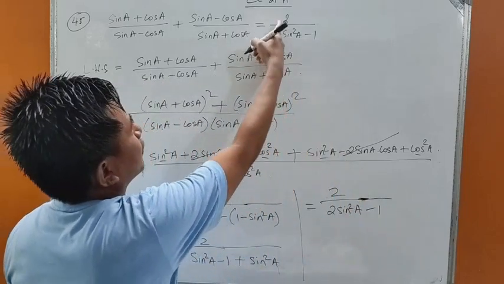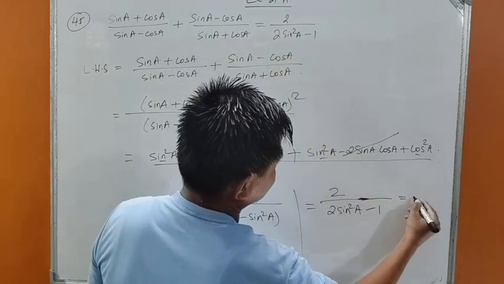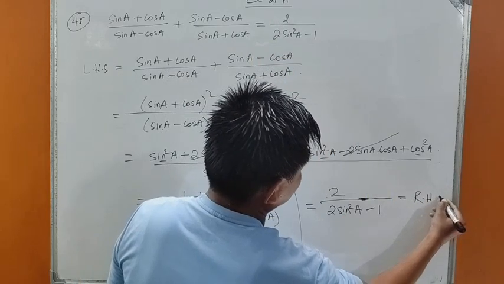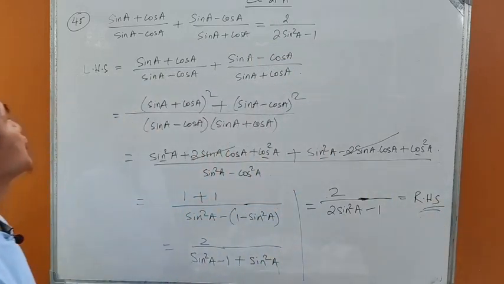2 upon 2 sin square a minus 1 equals RHS. Hence proved. Now let's do question number 46.